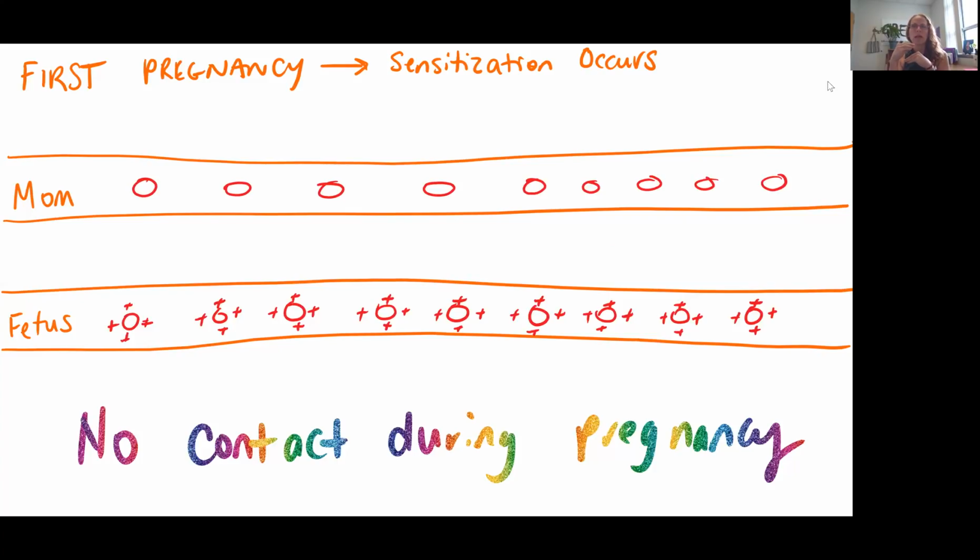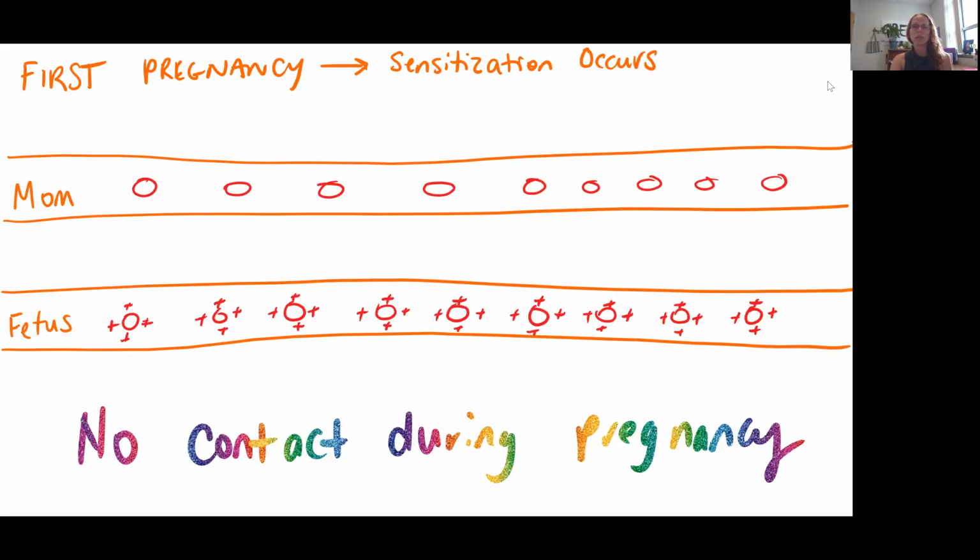What we see, though, is that material will diffuse from the maternal capillary across to the fetal capillary, and then waste materials, of course, are going in the opposite direction. So during the pregnancy, there's no contact between the mom's red blood cells and the fetus's red blood cells. And notice in this scenario that the mom's red blood cells are Rh negative, so they do not have that marker. And then I went ahead and used a little plus sign for my fetal red blood cells to indicate that they are Rh positive.